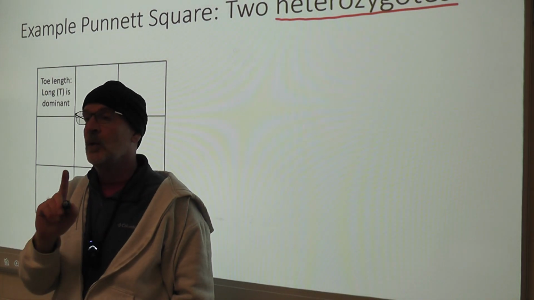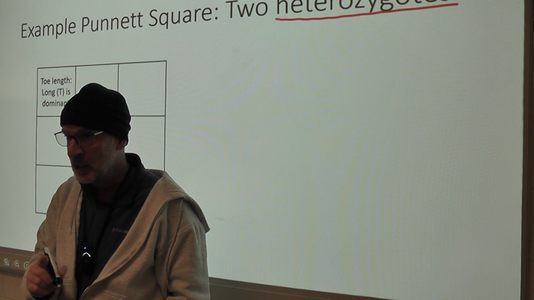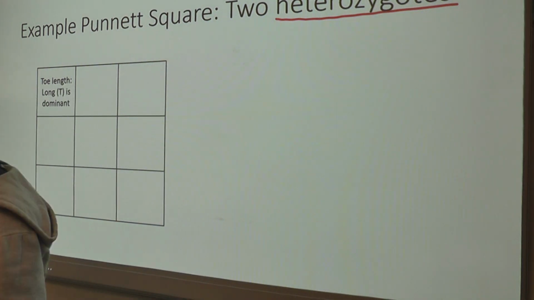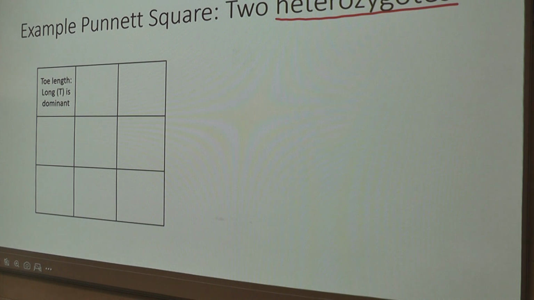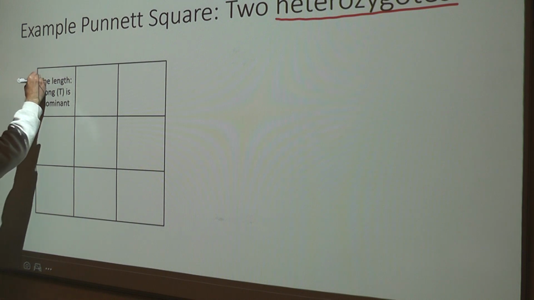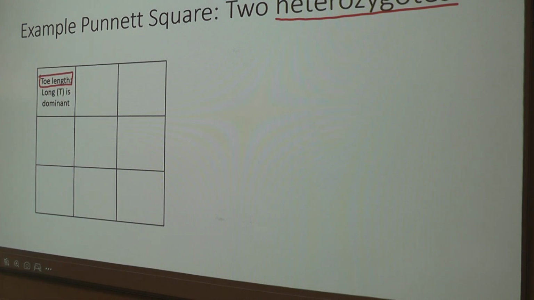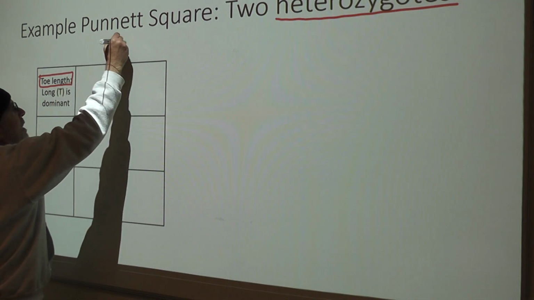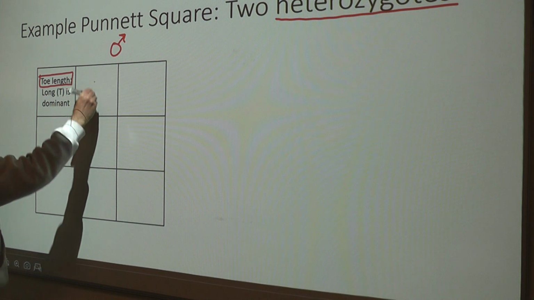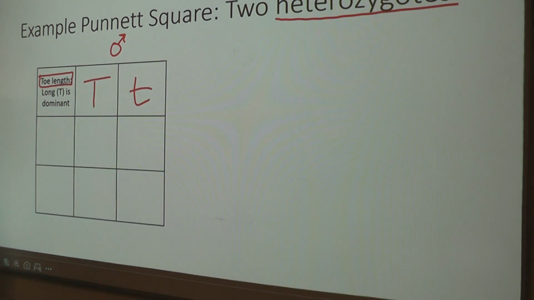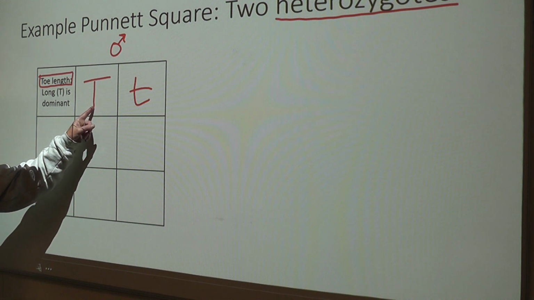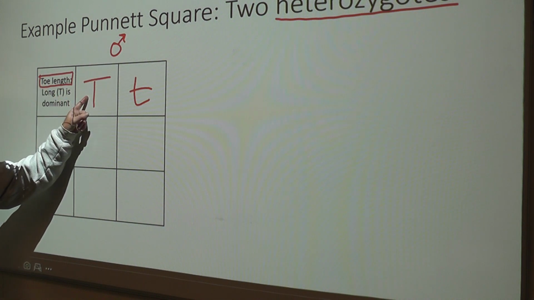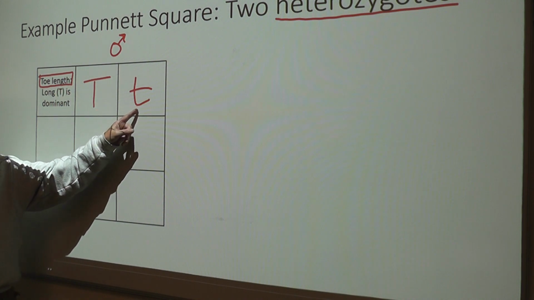Heterozygous means one dominant, one recessive allele. A heterozygote is an individual that is heterozygous. So if we have two heterozygotes, and we're talking about people here, and the gene that we're talking about is toe length, if we have two alleles, one long toe is dominant, the other short toe is recessive, then our male parent is gonna have two possible gamete types.